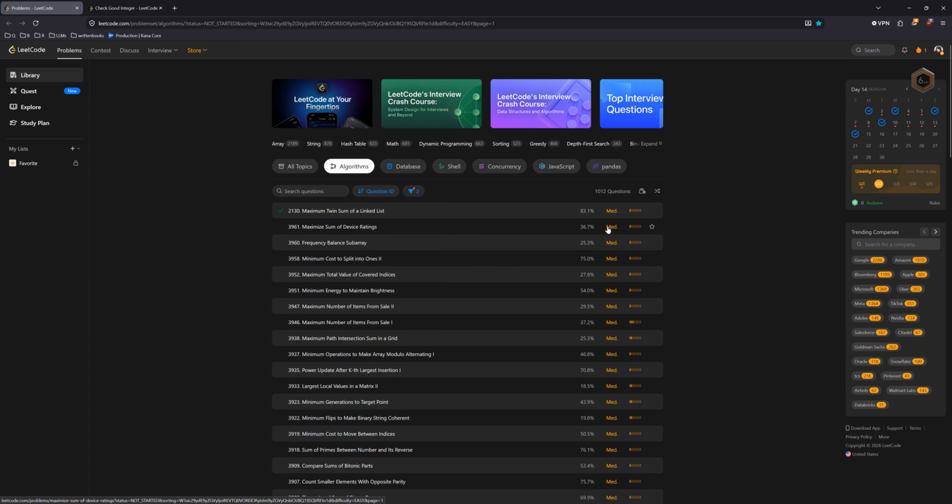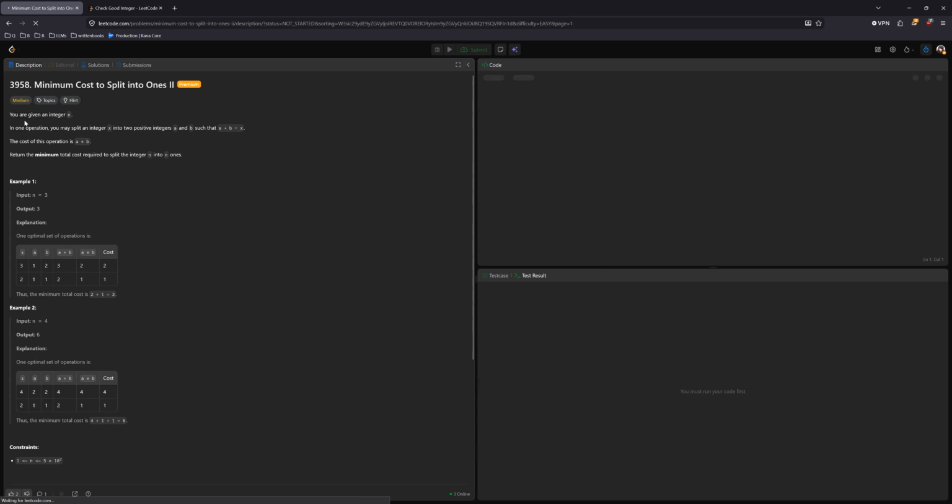God, that sucked. Okay, maximize sum of device ratings, frequency balance. I don't want to be here all day, so let's just pick one with a high acceptance rate. Minimum cost to split into ones, part 2. Oh, it's a premium problem.